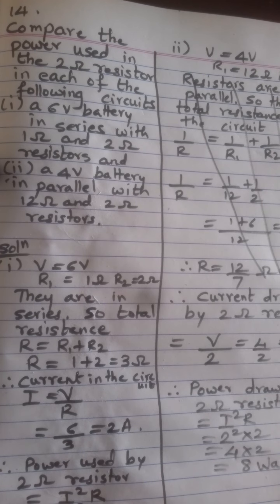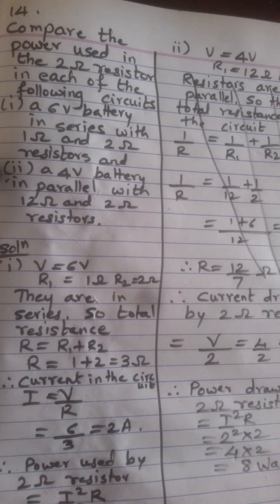a 6 volt battery in series with 1 ohm and 2 ohms resistors. And second one, a 4 volt battery in parallel with 12 ohm and 2 ohm resistors. Let us solve the first one.